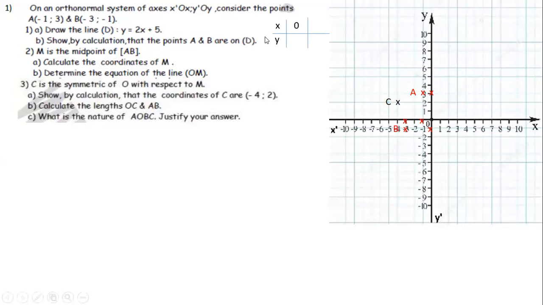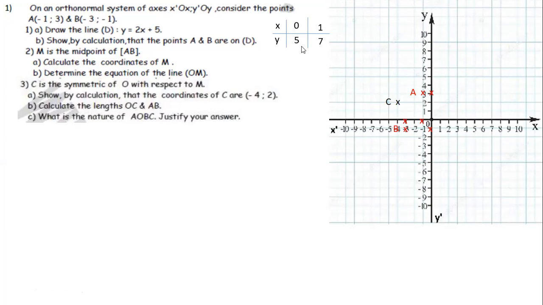So if we take x equal 0, we will replace x by 0 in this line. So y equals 2 times 0 plus 5. 2 times 0, of course, is 0. So 0 plus 5, y will be 5. The second value we take for x, 1. For x equal 1, if we replace it here, 2 times 1 is 2. So 2 plus 5, y will be 7.